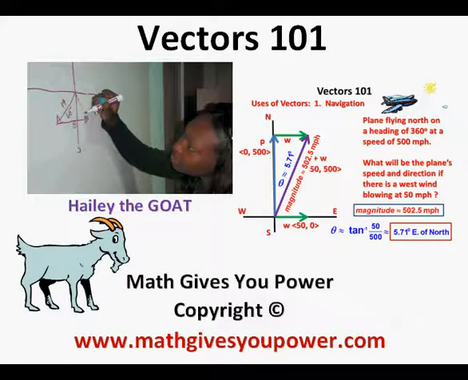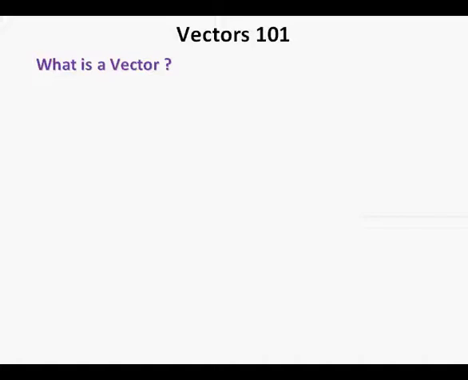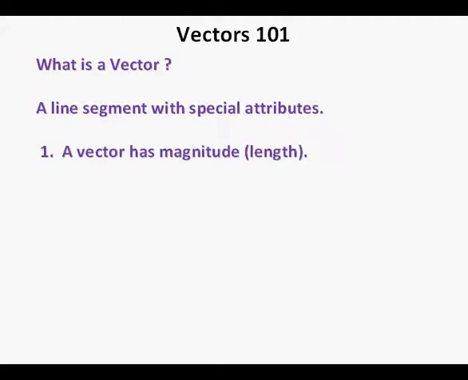Question: what is a vector? A vector is a line segment with two special attributes. We will examine two attributes common to all vectors. A vector has magnitude, which is a fancy word for size or length. And secondly, a vector has direction. We're going to look at a vector and observe these characteristics.